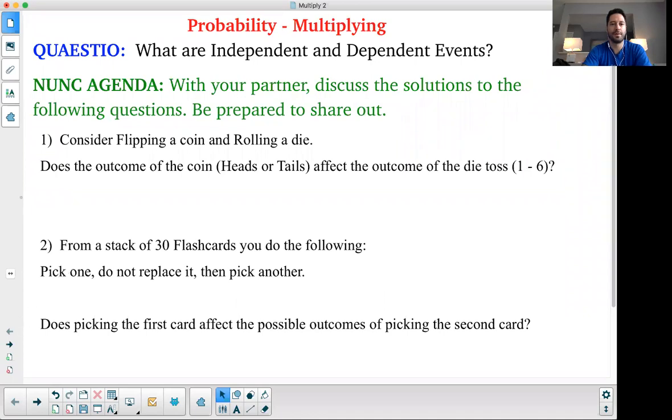Okay, so this is probability and multiplying. Definitely suggest you guys take notes. This is being recorded, so you could always stop the video at any point.